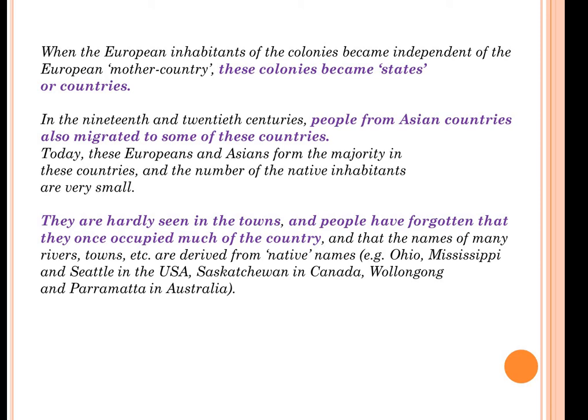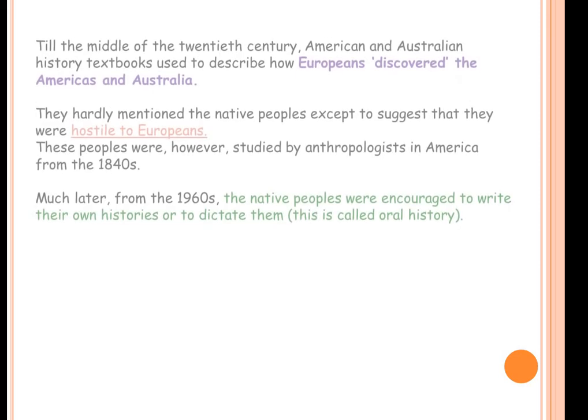So it was a kind of mixture which took place, which led to the formation of new groups, like how we had the Creole. Do you remember the Creole? Something like that, the mixture which took place.